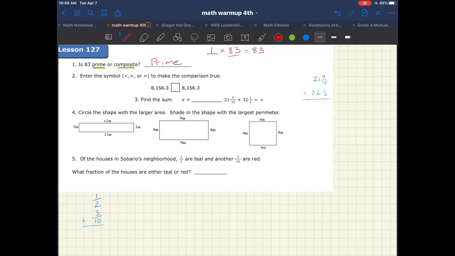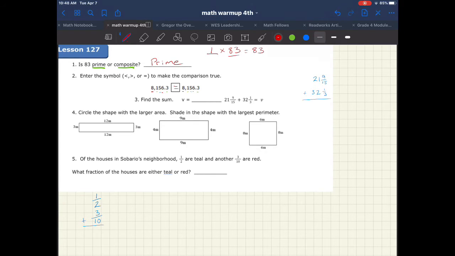Number 2, enter the symbol less than, greater than, or equal. That makes the comparison true. So I'm just going to compare each number. I've got an 8 in the thousands place. That's the same. I've got a 1 in the hundreds place. Also the same. I've got a 5 in the tens place. Same. Let me see. A 6 in the ones place. And 3 in the tens place. Every number is exactly the same. So this has to be equal.